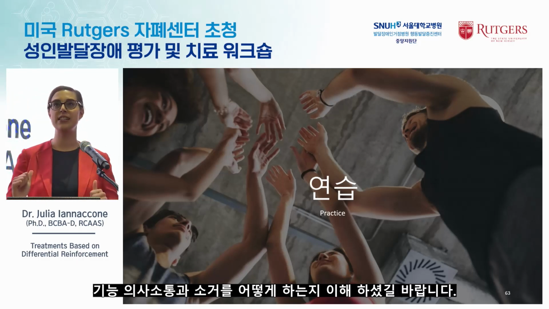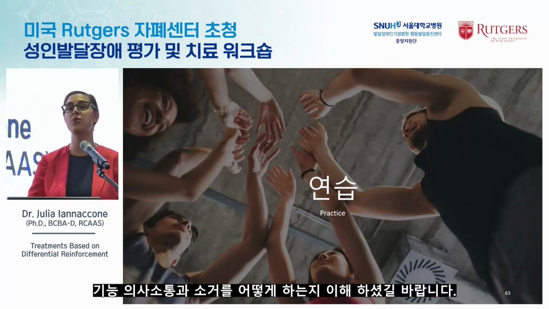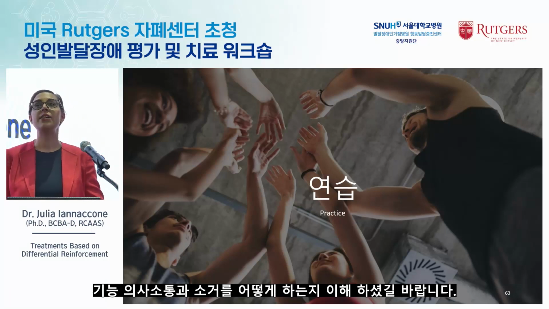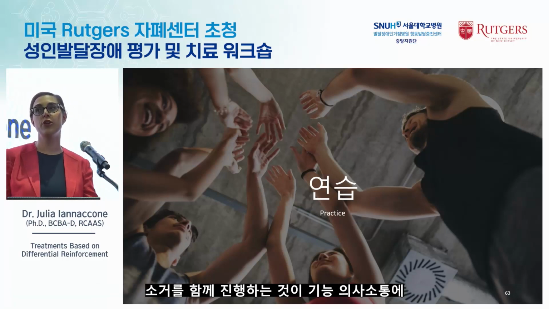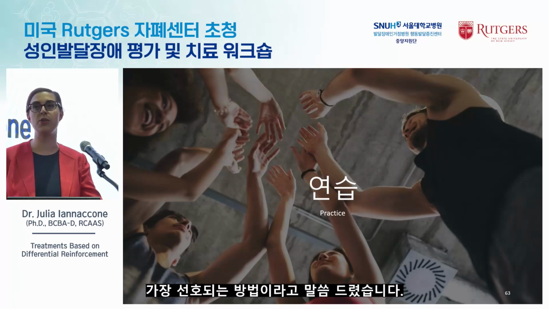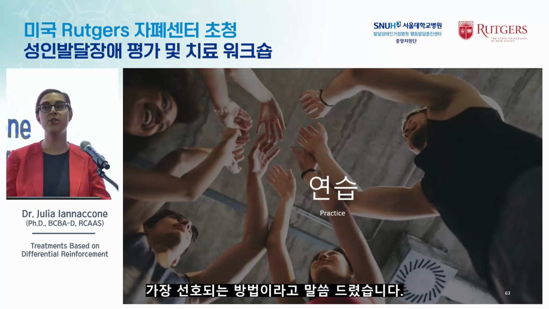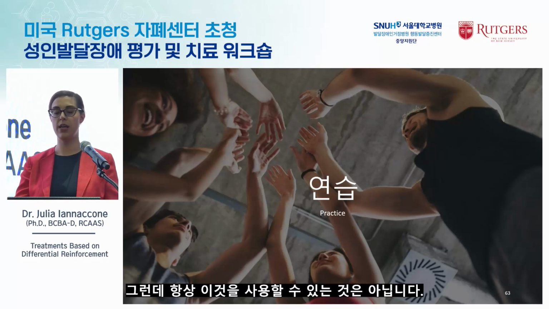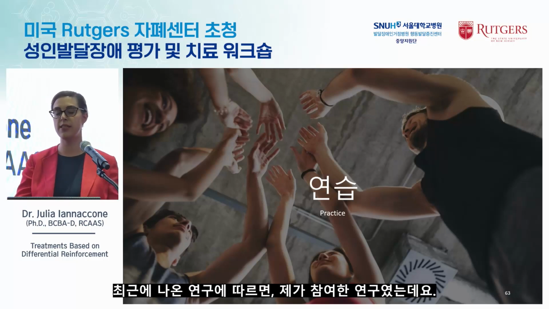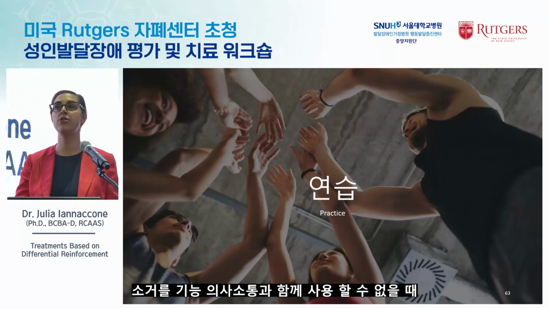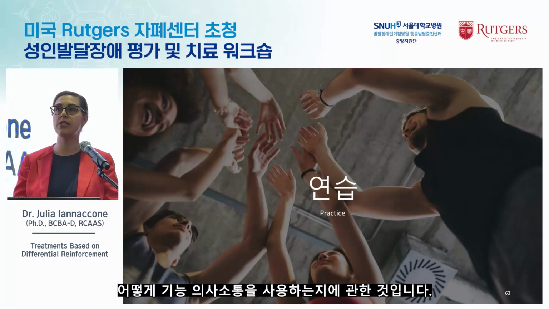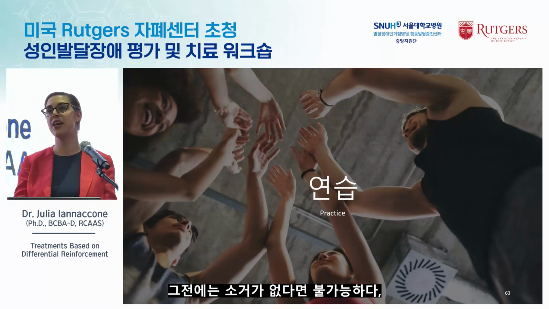Okay, so hopefully you guys understand how to do functional communication with extinction. I did mention that the most preferred way to do functional communication is when you can also use extinction. Unfortunately, that's not always possible. And just recently, there's been some research that some colleagues and also myself have conducted on how to use functional communication when you can't do extinction. Prior to those studies, the research just said that if you can't do extinction, it's not going to work. So it wasn't very helpful.